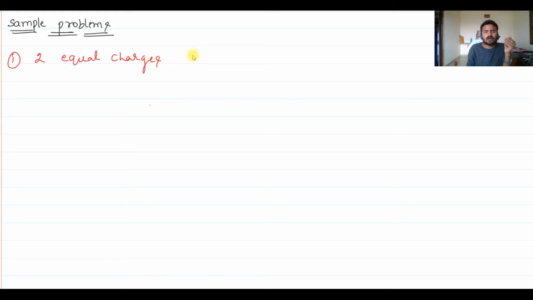So we're going to discuss sample problems today. First, we will discuss torque, and then we will gradually get into potential energy also, right? So the first question is something like this: two equal charges, say 2 microcoulomb and minus 2 microcoulomb, are separated by a distance of, say, 2 millimeter.